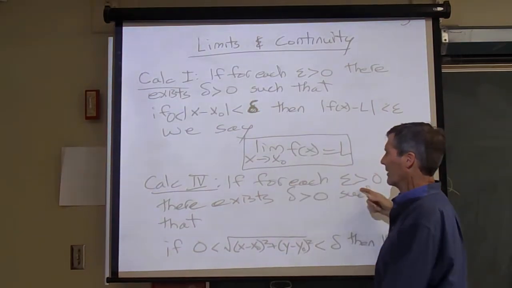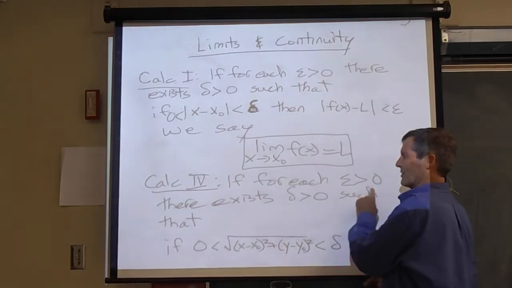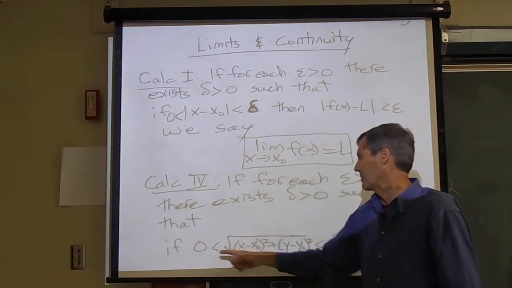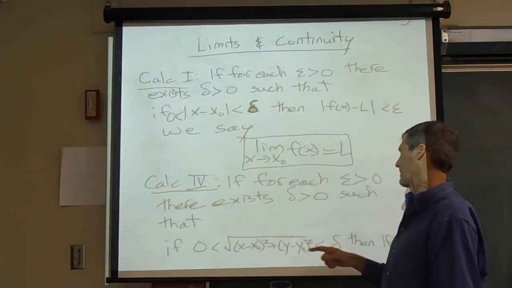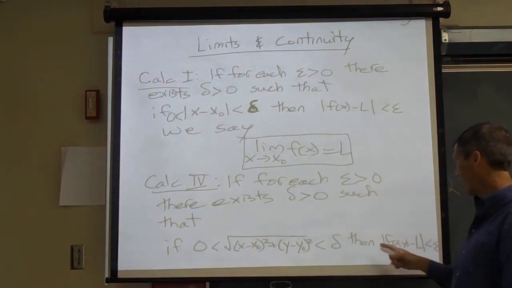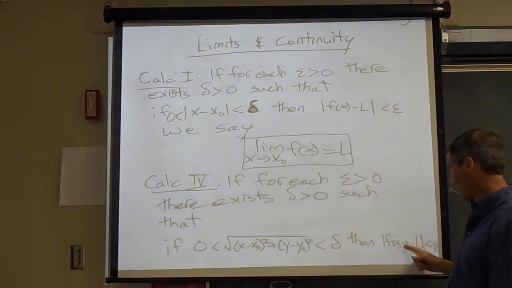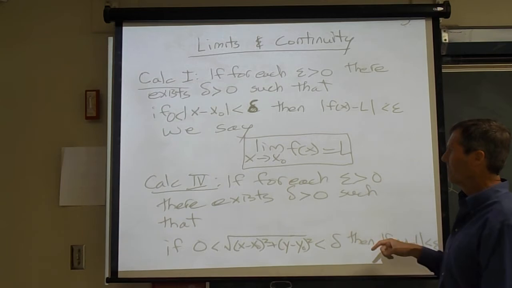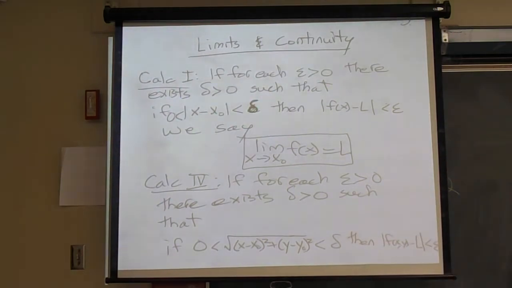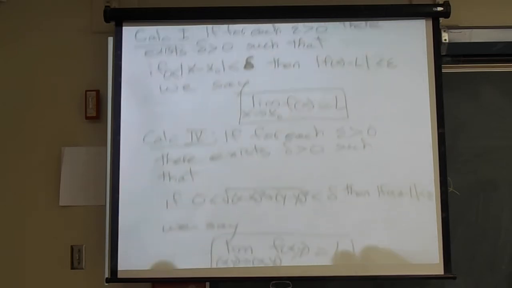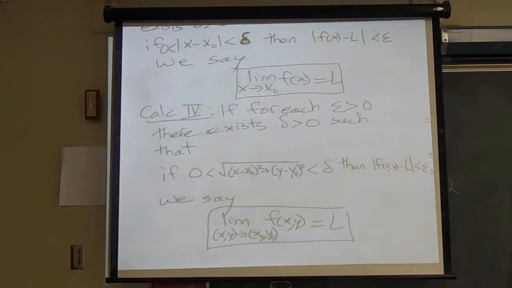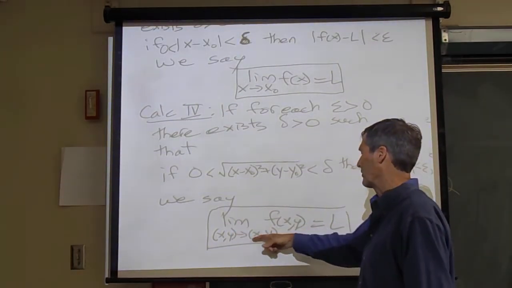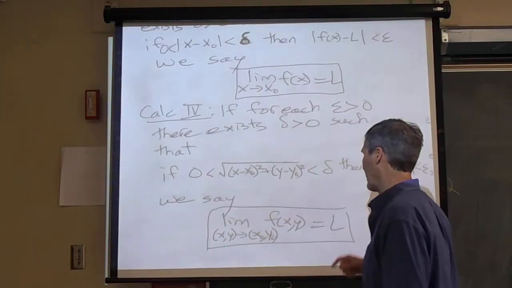Now in calculus 4, look, if for each epsilon greater than 0, there exists a delta greater than 0. You give me any epsilon, I find a delta, such that whenever 0 is less than the square root of x minus x0 squared plus y minus y0 squared is less than delta, then the absolute value of f of two variables, f of xy minus L, in absolute value is less than epsilon. Then we'll say, that's off the bottom, isn't it? That the limit of a function of two variables as xy in the plane approaches x0, y0 is L.